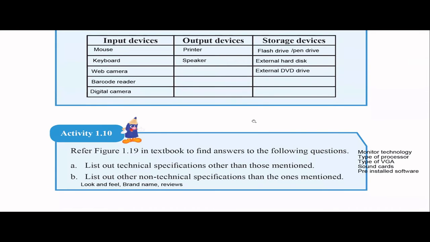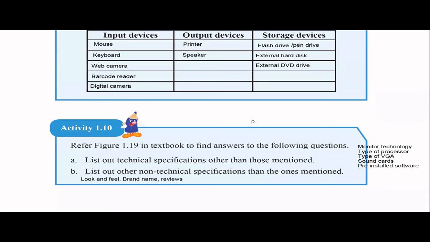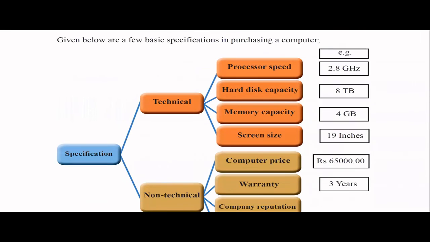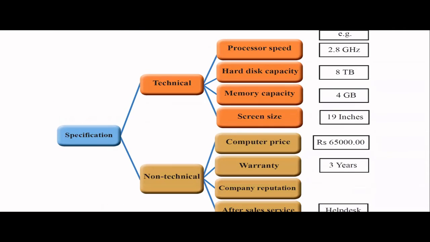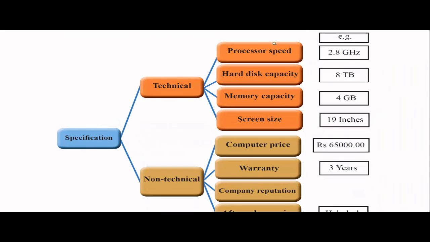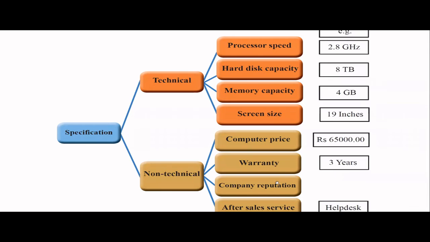Activity 1.10. Refer to figure 1.19 in the textbook to find answers to the following questions. List out technical specifications other than those mentioned. List out non-technical specifications other than the ones mentioned. This is the 1.19 diagram. Technically, things are like processor speed, hard disk capacity, memory capacity, screen size. Non-technical: price, warranty, reputation, and after-sales services. So you have to tell something other than this.